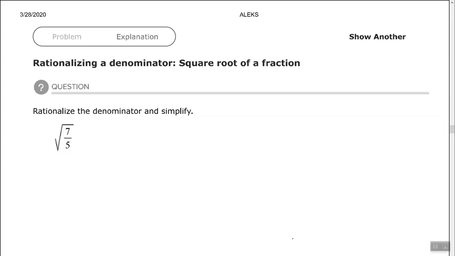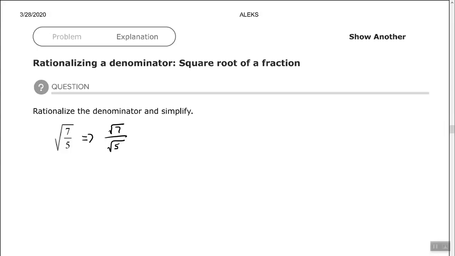We're going to rationalize a denominator with square root of a fraction. So this time we have this in fraction form. Again, the first thing I want to see is if I can simplify the fraction 7 over 5, which I cannot. There are no common factors. So I'm going to separate these into two separate radicals, like so. And then I'm going to rationalize my denominator.